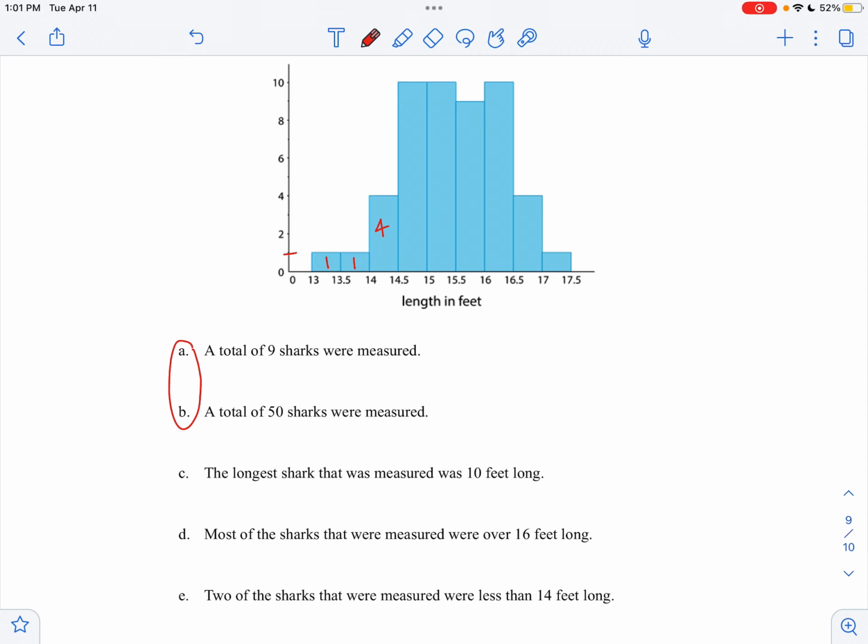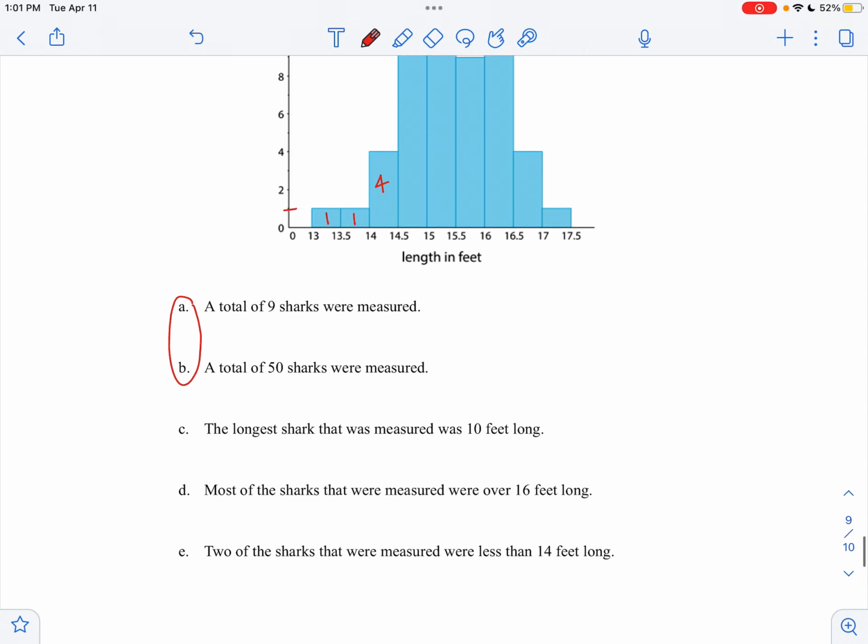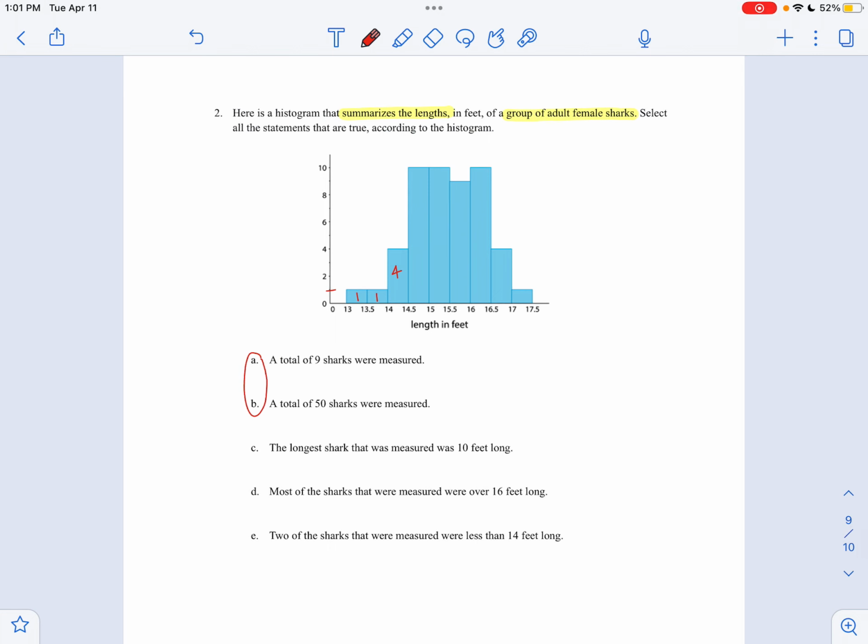You'll want to look closely at the histogram to determine whether C, D, E are true as well, using the same process. Thinking through how many observations are there for each length. For example, between 16 and 16.5 feet, there were 10 sharks measured. That's how we interpret a histogram.